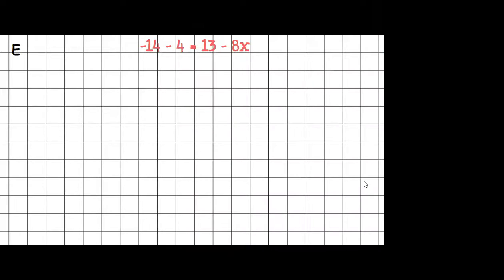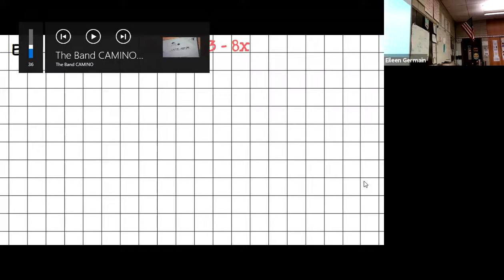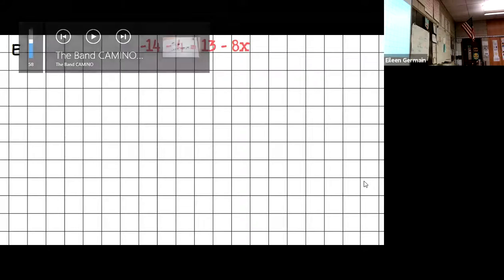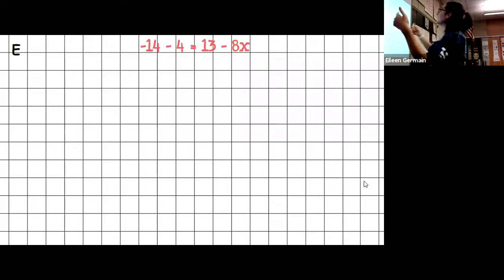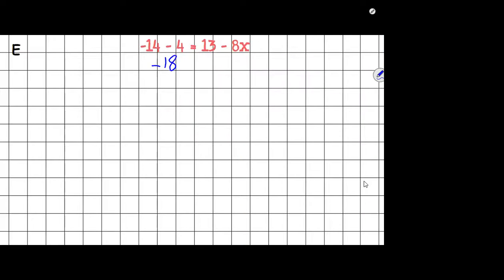I subtracted 4 from the negative 14 on the left side. Oh, so he subtracted the 4 from the negative 14. Sorry, I'm just turning up the volume so I can hear you a little better. So he combined his like terms. Negative 14 and negative 4 combines to negative 18, which is equal to what, Ian? Equal to negative 13 minus 8x.